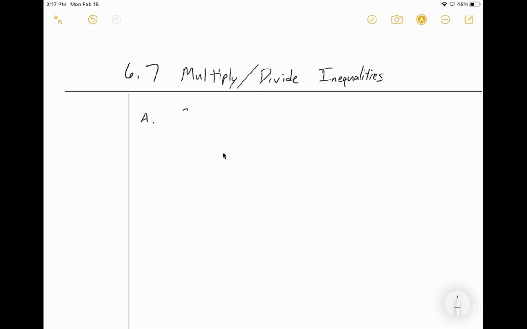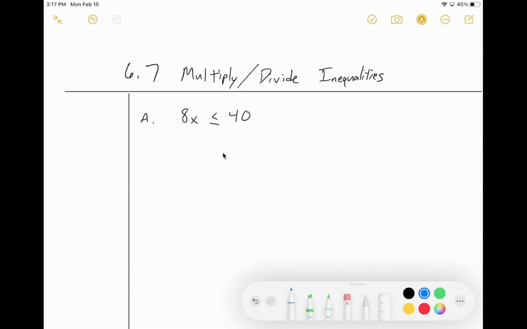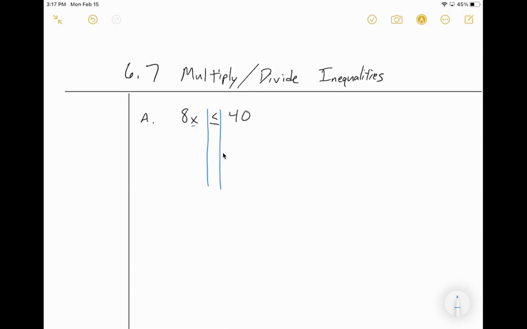First problem is like this. 8x is less than or equal to 40. So we go through our exact normal steps, right? Let's go ahead and draw our wall. We identify the variable over here on the left side, which is x. We have that 8 multiplying. So how do I get rid of multiplication? I need to divide by 8 on both sides.